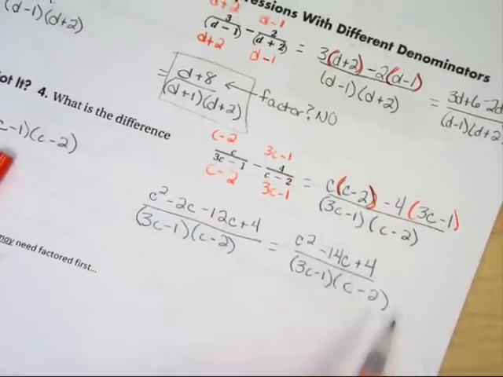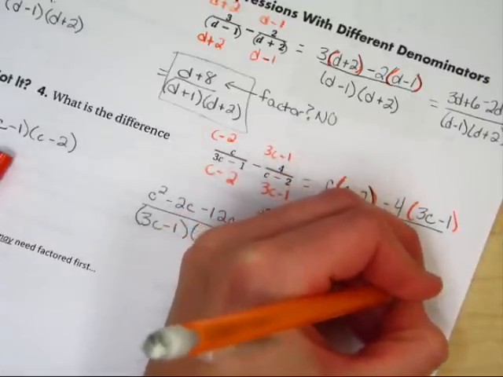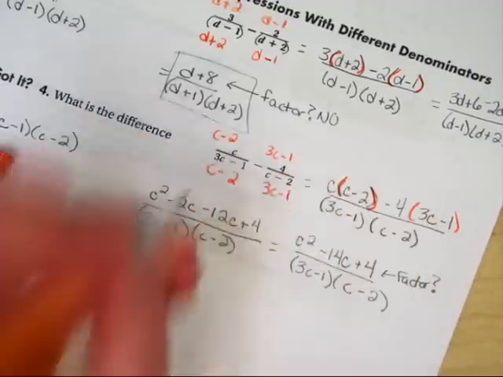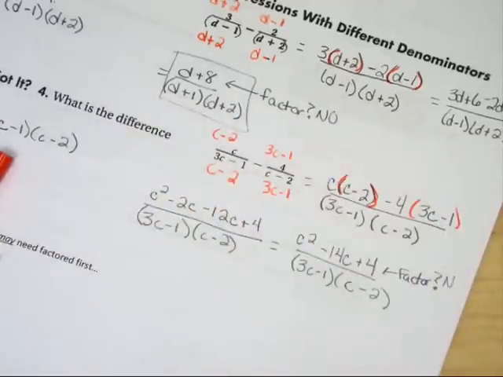Now this one's kind of tricky. It looks like it factors. But in all reality, this problem does not factor. There are no factors of 4 that would give you, let me say it again, there are no factors of 4 that would give you a 14. So in this case, we leave it alone because it's not factorable.